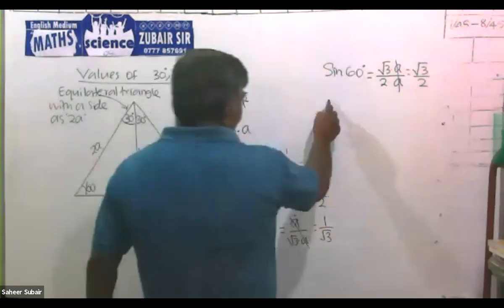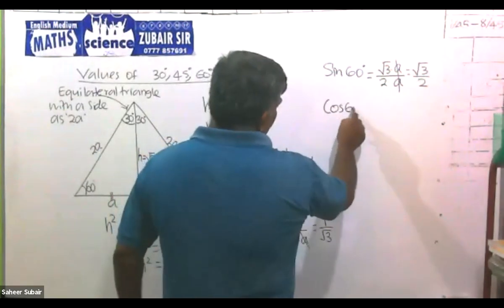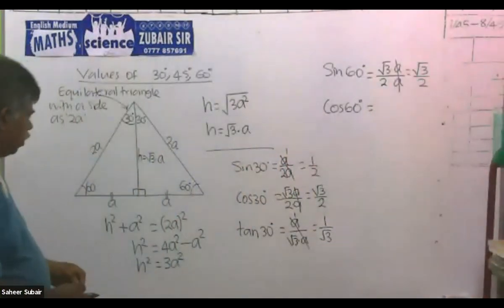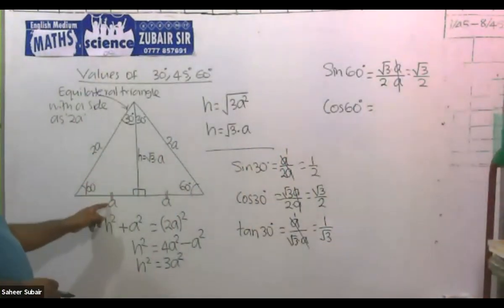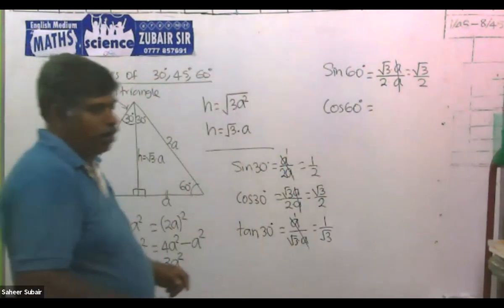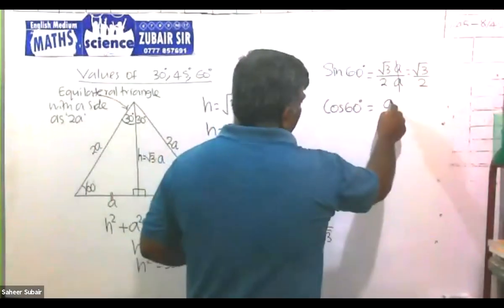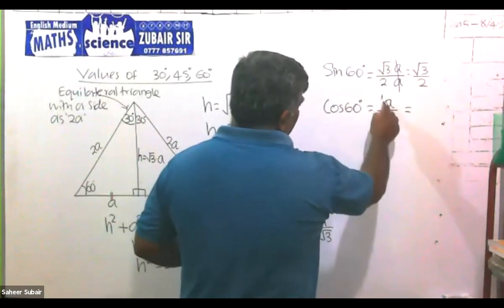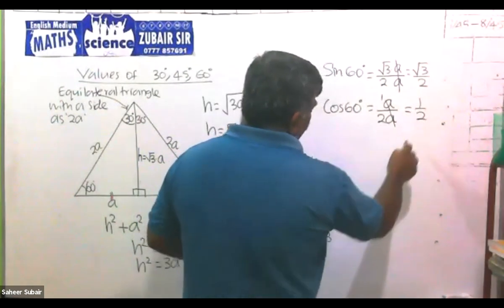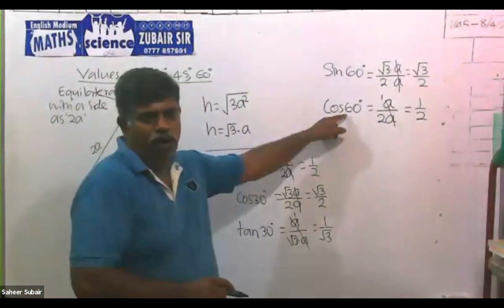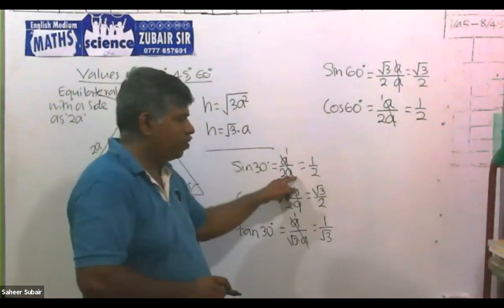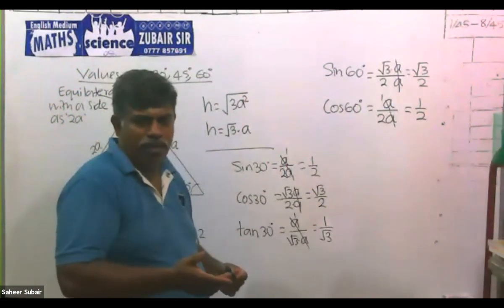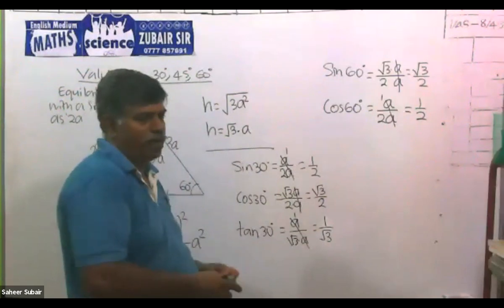Then we will find what is cos 60. Cos 60 is, for 60, adjacent over hypotenuse. For 60 adjacent is A, hypotenuse is 2A. So when you simplify by A, 1 over 2. See, cos 60 is equal to half. Sin 30 is also half. Cos 60 means 90 minus 60, 30, so that is equal to sin 30.